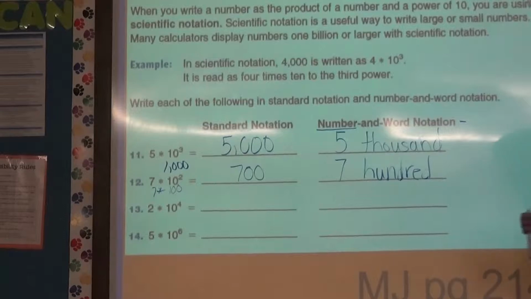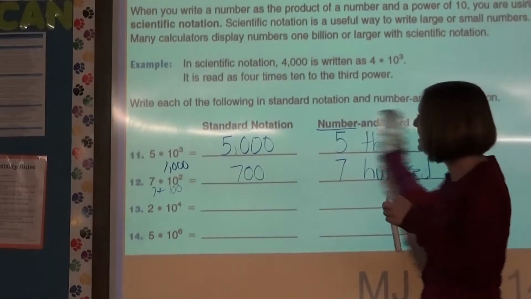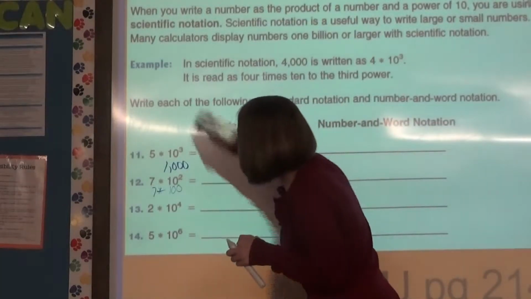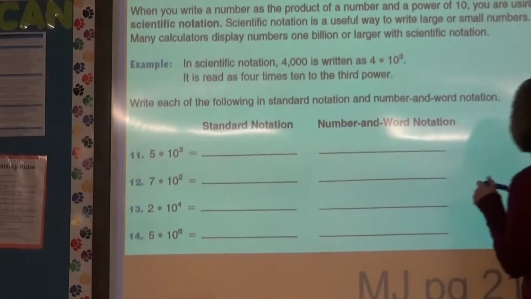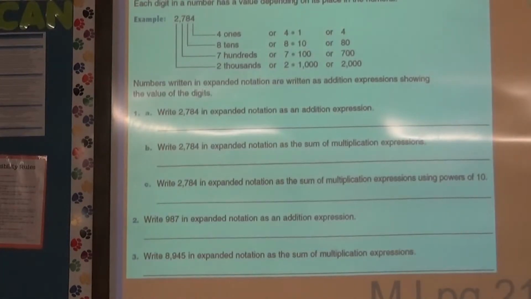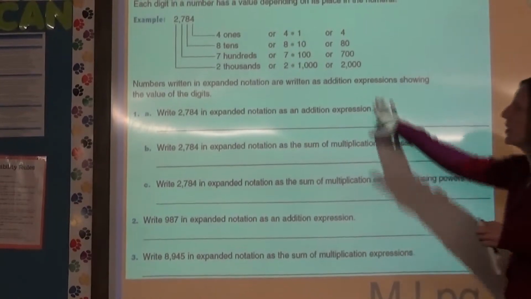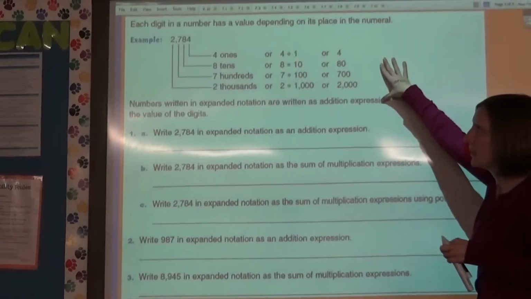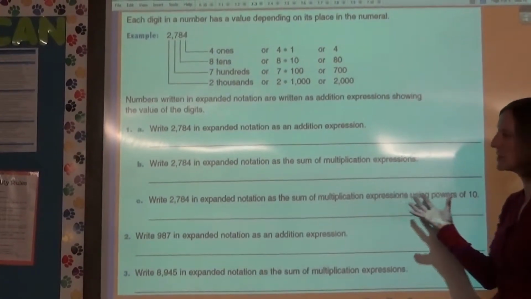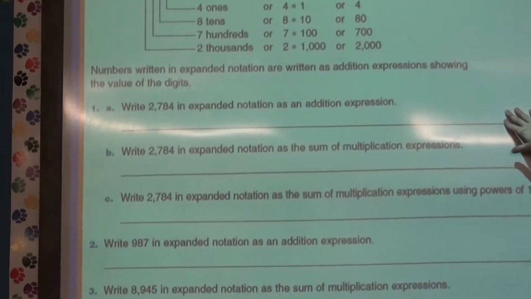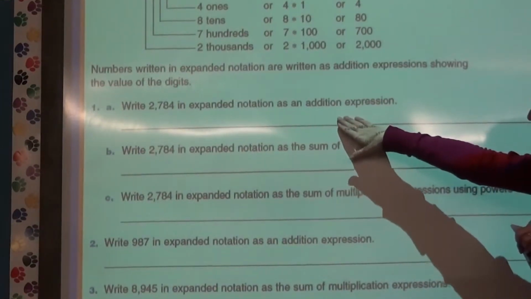And then we have one other type of notation we're doing. We're doing expanded notation during this lesson as well. So when you complete this page in your math journal, we'll flip the page again. And now on page 217, we're looking at breaking down our numbers by place value and expanding them. We've done this before. Okay, so letter A wants you to just do it as an addition expression.